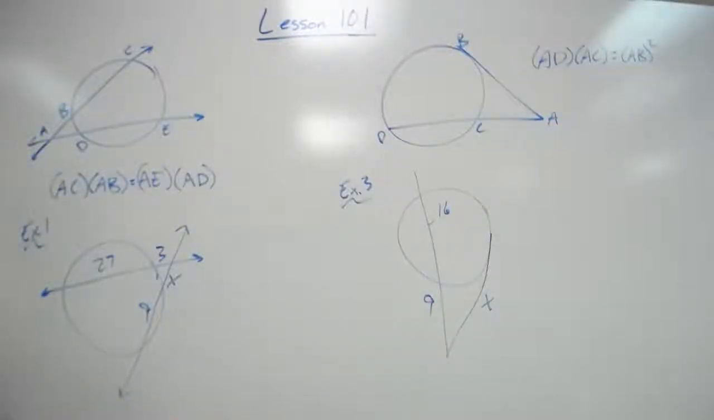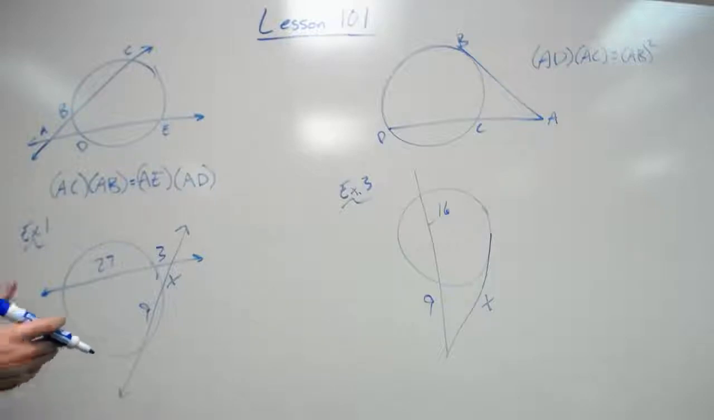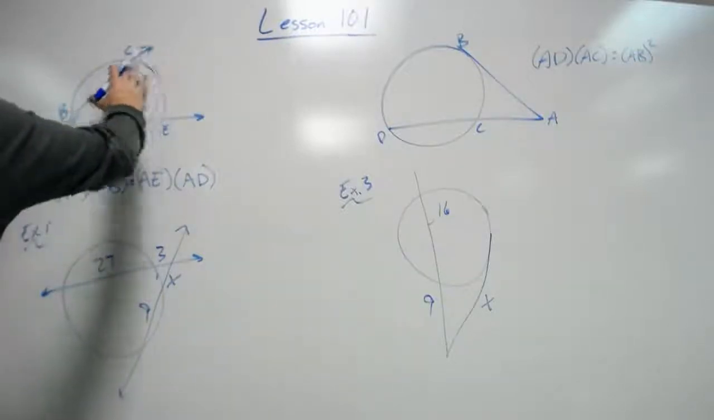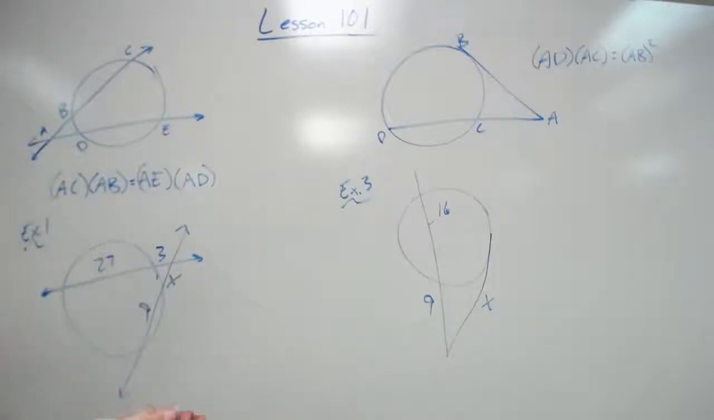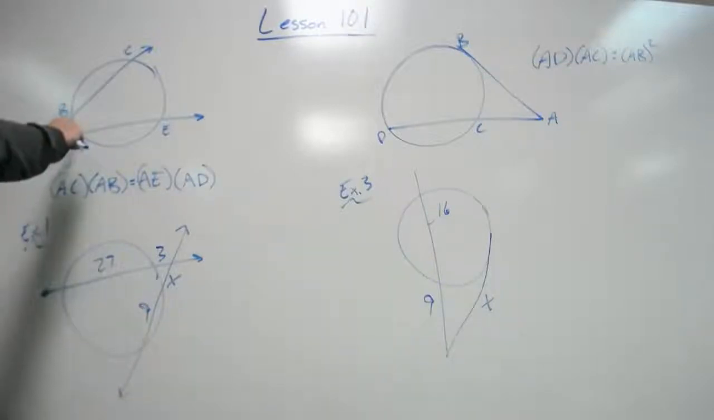We're going to look at a couple theorems in lesson 10.1 that go along with determining lengths of segments, intersecting circles. So right here we have two segments or lines that are intersecting through this circle. And there's two little formulas that we're simply going to use. And the first one is theorem 10.1.1.